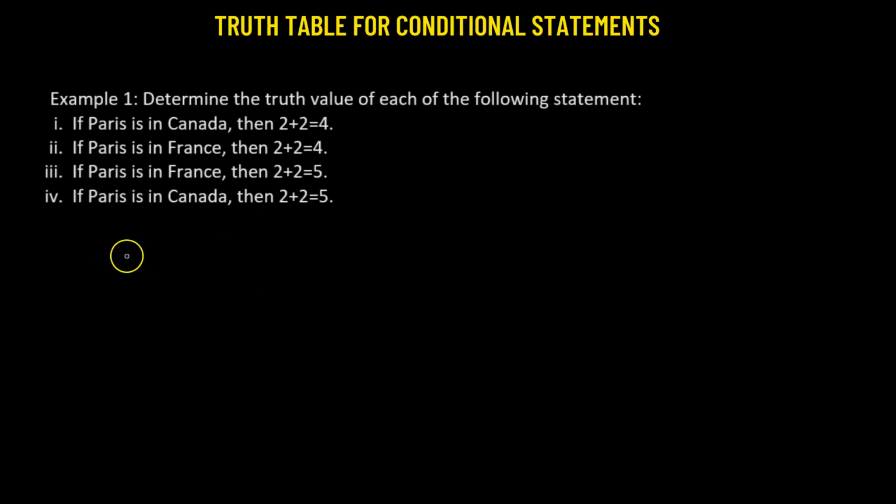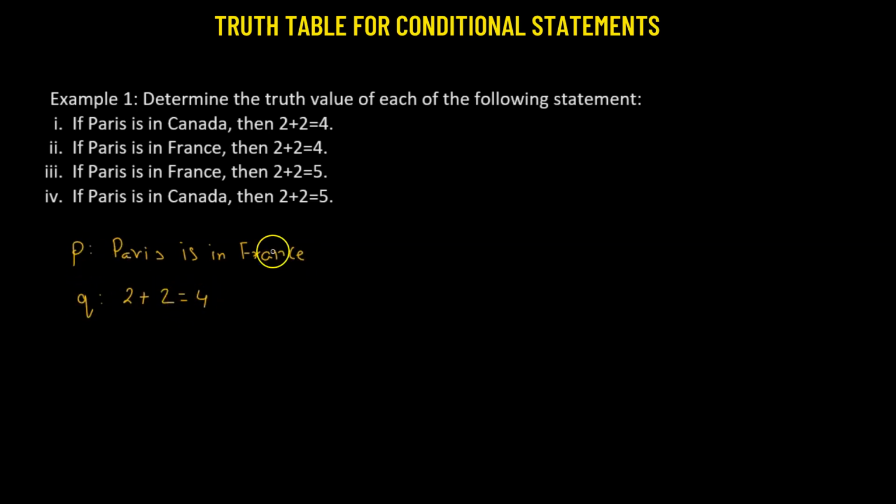So let's look at our first example. Determine the truth value of each of the following statements. So we have 4 different statements here, and we have to figure out the truth value of each of them. So let's begin by considering 2 statements, P and Q. So let's say P is the statement, Paris is in France. And Q is the statement, 2 plus 2 equals 4.